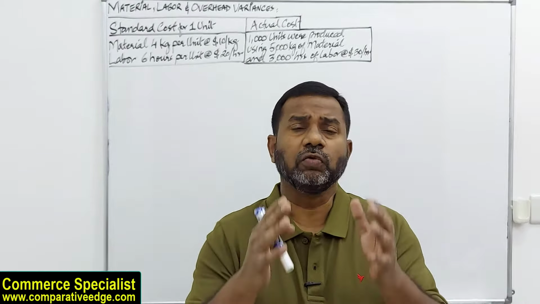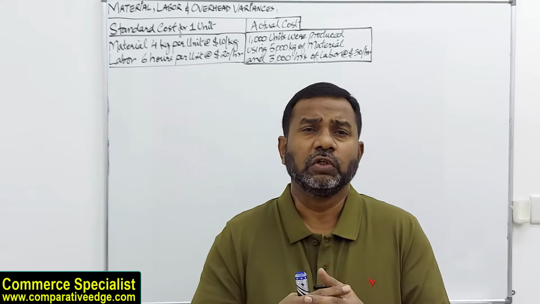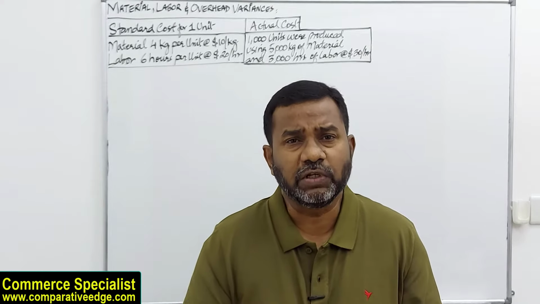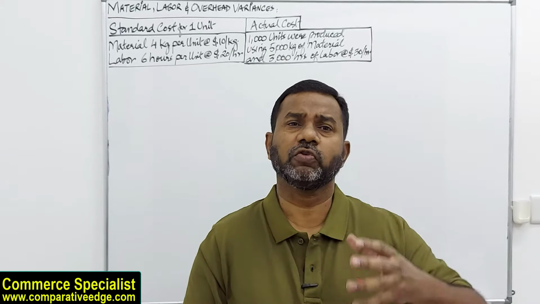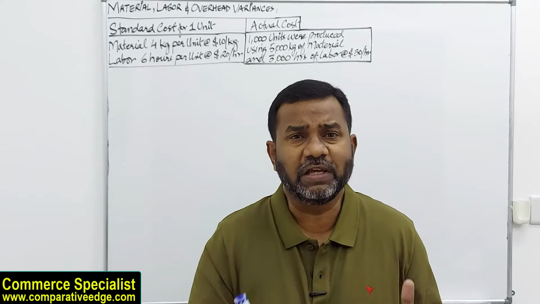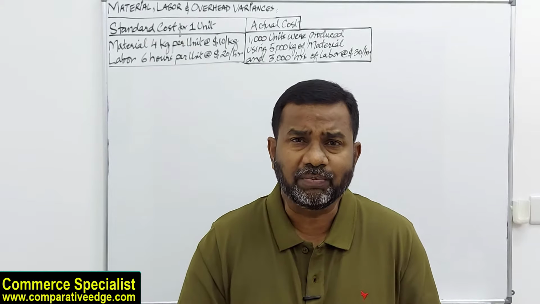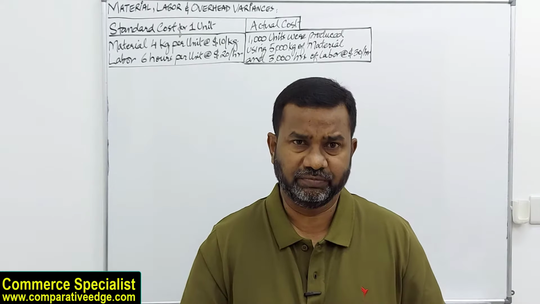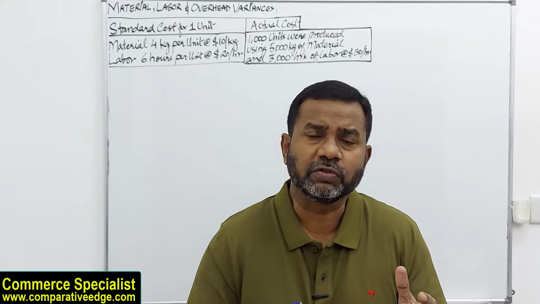Now we have to name this variance. Is this 2 kilogram, which is used more than standard? Is this 2 extra kilogram which has been used? Is it good for the company? No way, because we were supposed to use 10, but we are using 12. That means this extra 2 kilogram is not good for the company, can be taken as a loss, but we call it adverse variance.